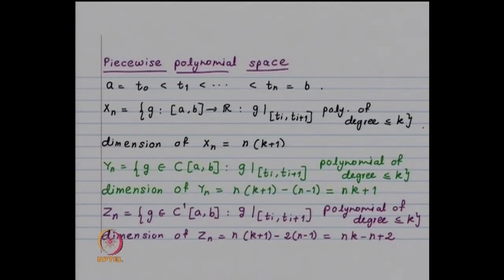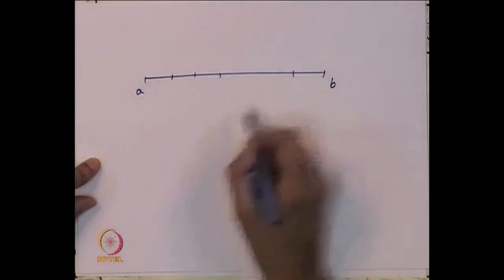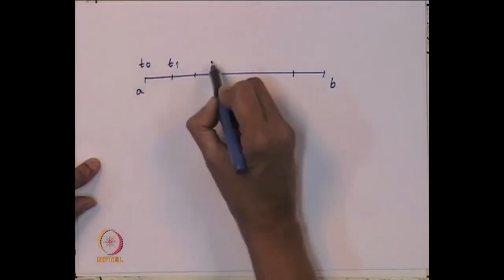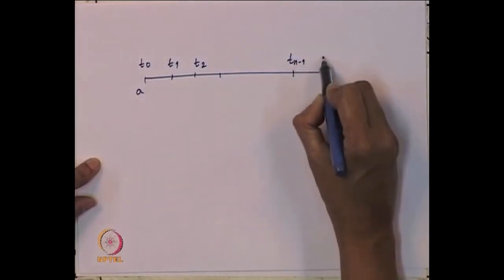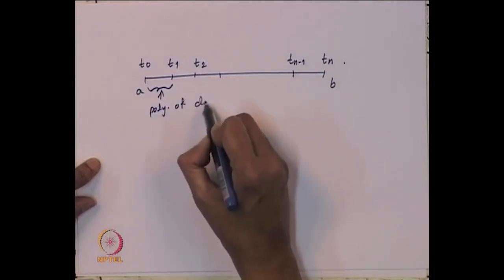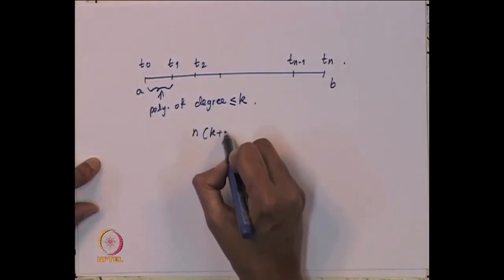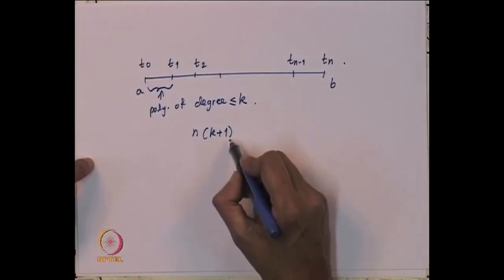If we consider the space Y_n, where once again g restricted to [t_i, t_{i+1}] is a polynomial of degree less than or equal to k, but we impose the function to be continuous. So, this is our interval [a, b], then we are subdividing into n equal parts. So, this is t_0, t_1, t_2, t_{n-1}, t_n. Here it is a polynomial of degree less than or equal to k. So, we saw that the total degrees of liberty are n(k+1).